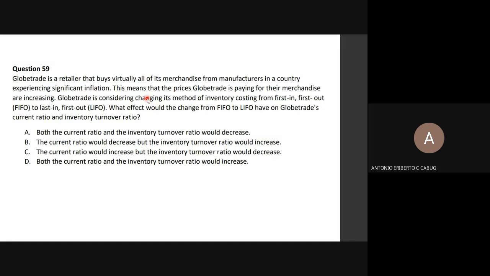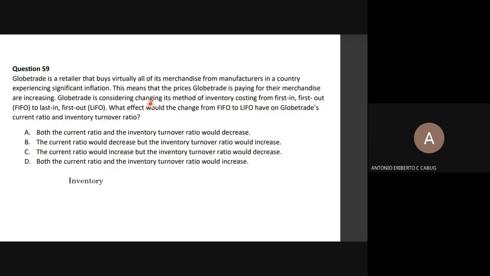Alam naman natin kapag first in, first out, yung mura, yun yung unang binenta. No? Yung unang pasok, yung mura pa yung inventory, ina-assume yun yung binenta. Sa LIFO, last in, first out, yung kakapasok pa lang, yun yung unang nabenta. So yung mahal yung nabenta.